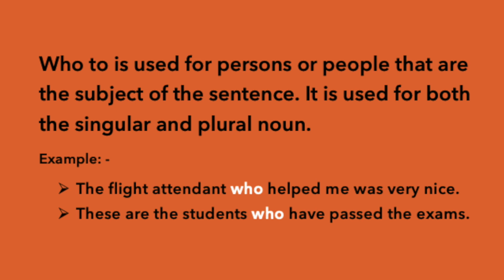Let's begin with the relative pronoun who. Who is used exclusively for persons or people that are the subject of the sentence. It is used for both singular and plural nouns. For example, the flight attendant who helped me was very nice. In the sentence, the relative pronoun who refers to the subject, the flight attendant. It is used for singular.